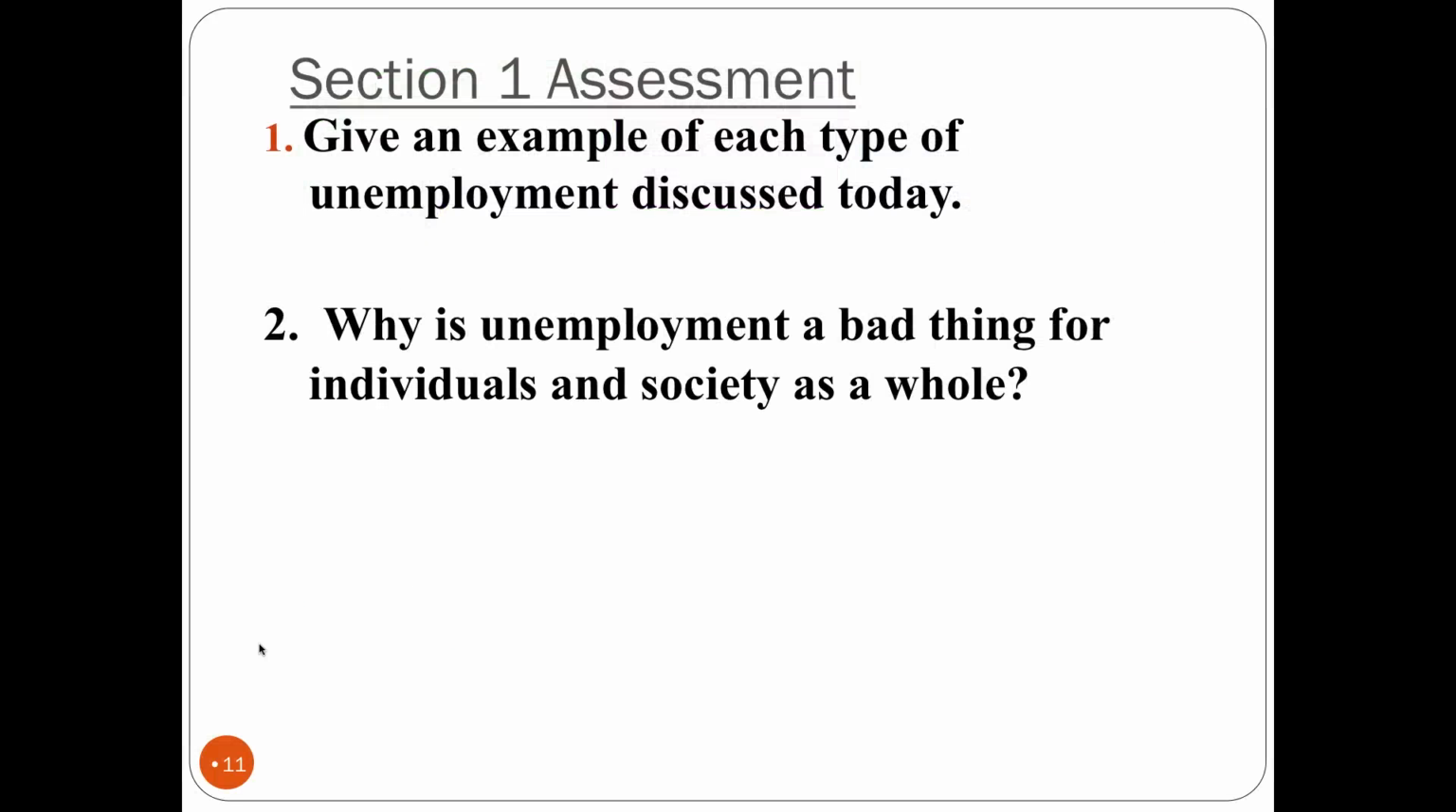And now we're on to the assessment. So for number one, give an example of each type of unemployment discussed today. So we're going back to unemployment. What are some real life examples of each type of unemployment discussed today? Don't give me the definition. Give me real life examples of the four different types of unemployment we discussed. And then finally, for number two, why is unemployment a bad thing for individuals as well as society as a whole?